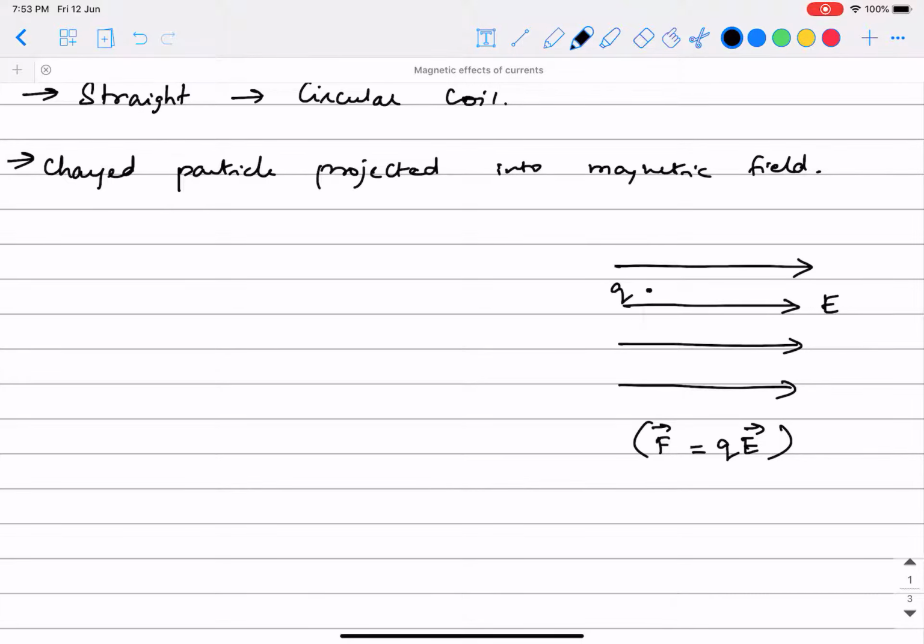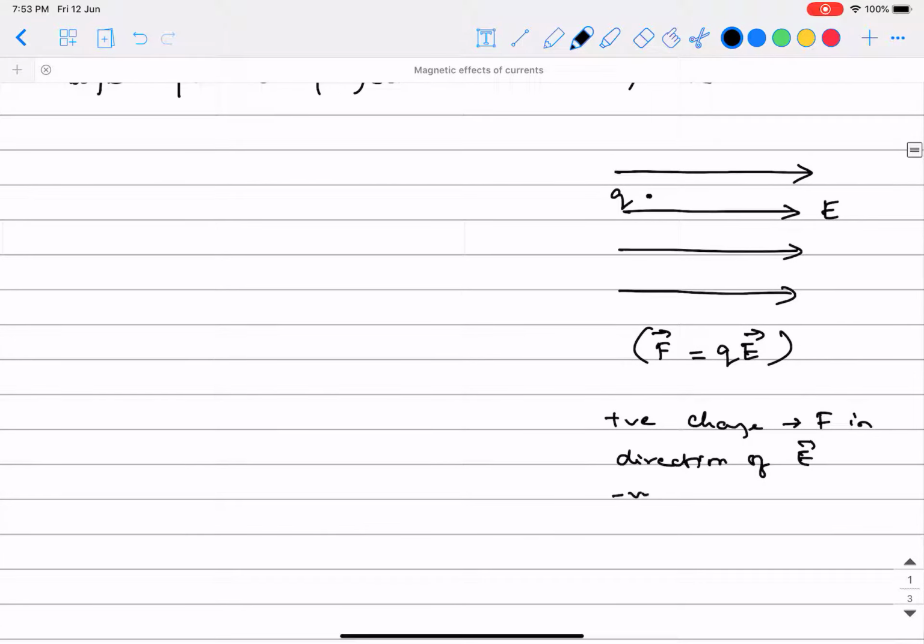If it is a positive charge, the force will be in the direction of the electric field. If it is a negative charge, the force is in the opposite direction of the electric field. So these are all the concepts that happen.